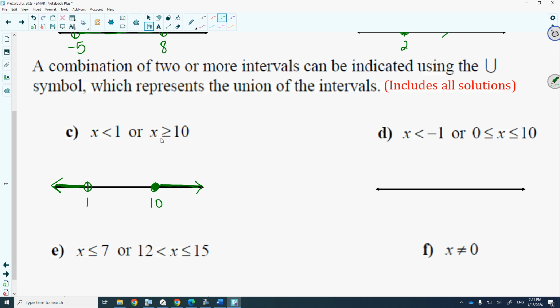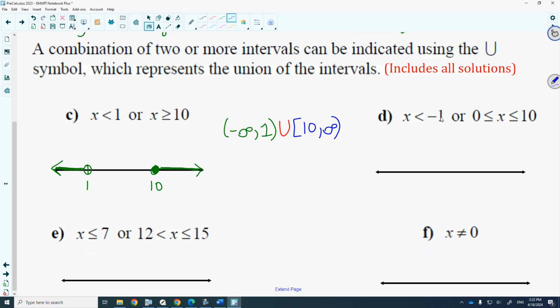So what I want to do is start over here and go from left to right, because you always go from the smallest to the biggest. So it would be negative infinity to 1. So I need to talk about this solution. That would be negative infinity to 1. 1 gets a round bracket. Then I'm going to put my union, because I want to include this solution set. So this solution set would be 10 to infinity.